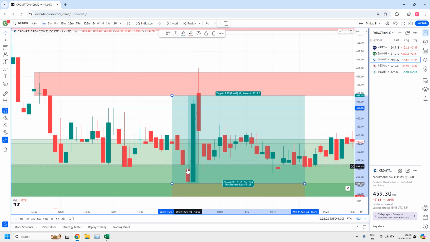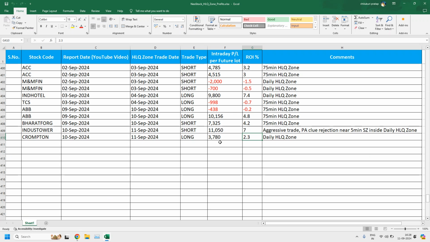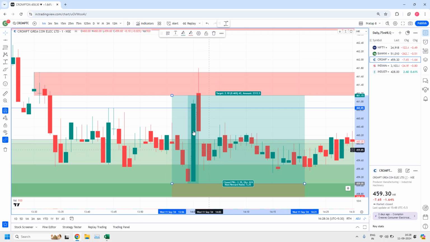If not 2.3, you would have got at least 2% ROI if you had exited at this blue color line. If not 3,780, at least you would have got around 3,000 rupees profit if you had exited at this blue color line. Because the initial rejection started. Generally, next time it will go a little above that.